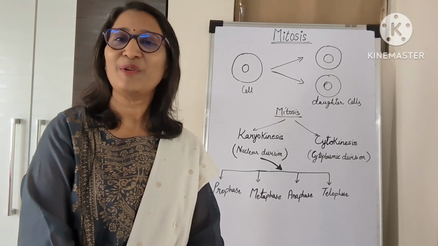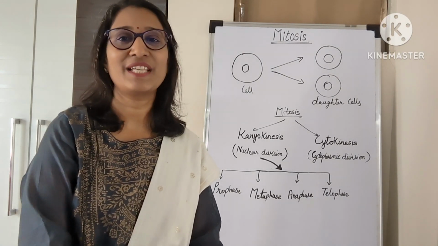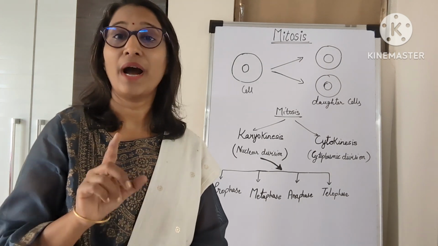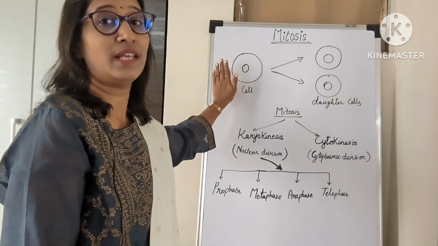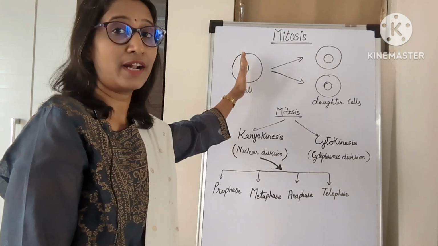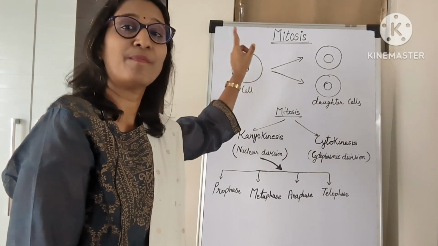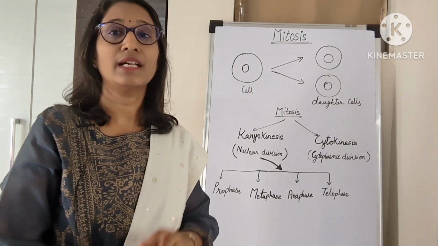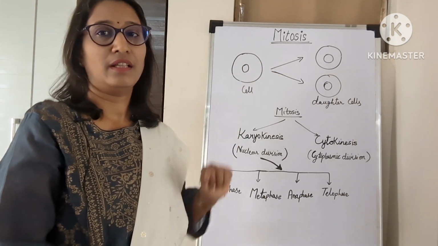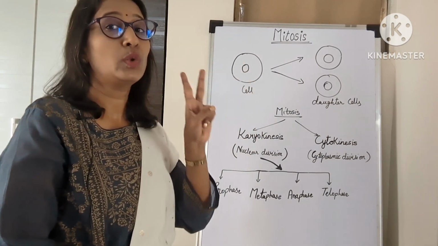Hello everyone. Today we are going to learn class 10 state board, and the chapter is Life Processes in Living Organisms, part 1. In this, the topic is mitosis. So this is a cell, and this cell divides into two daughter cells. This process is known as mitosis. Now, somatic cells and stem cells are divided by mitosis.